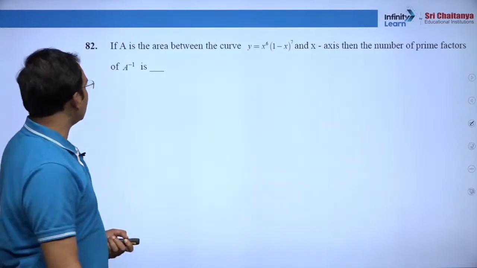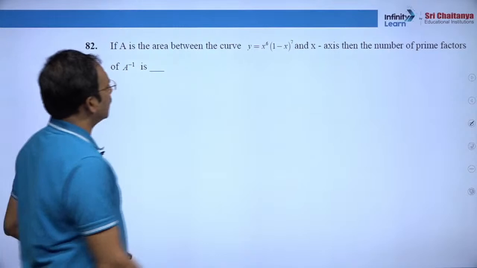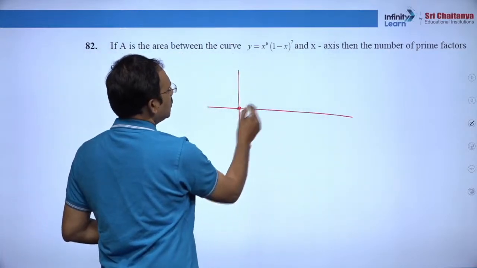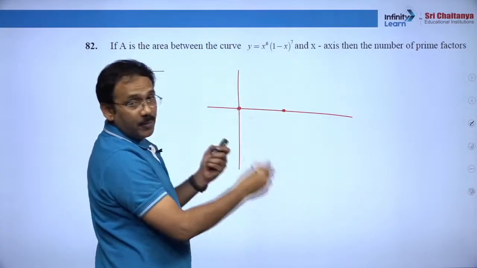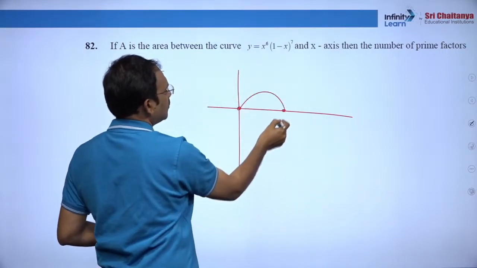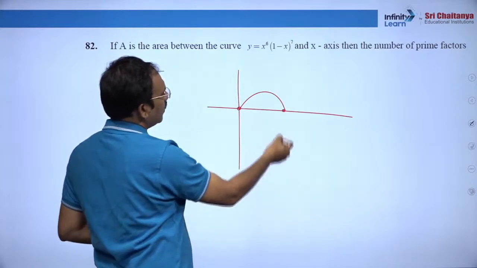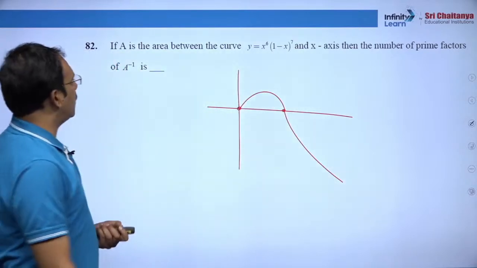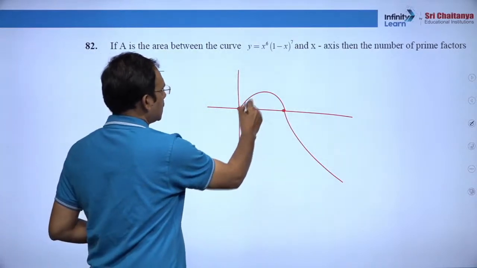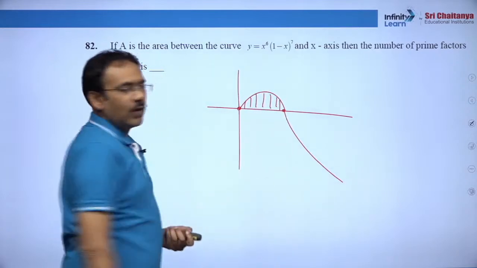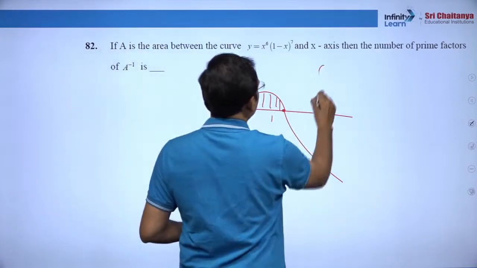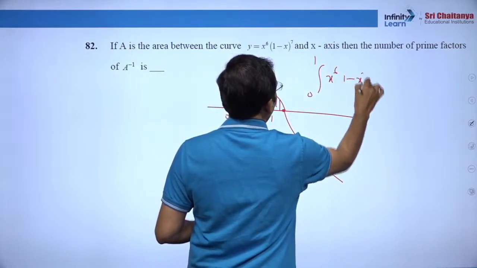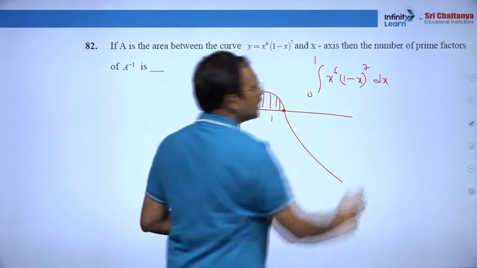Okay. Next, my dear friends, you see this function's graph roughly. When x is equal to 0 this is 0, x is equal to 1 it is 0, between 0 to 1 this expression is positive, above 1 if you take this is going to be negative, right. It will be like this. The area between this curve and the x axis, this one we want, which is going to be, my dear friends, integral 0 to 1 of x power 6 into (1 minus x) whole power 7 dx is the area.